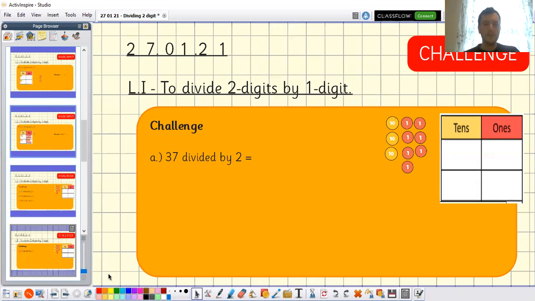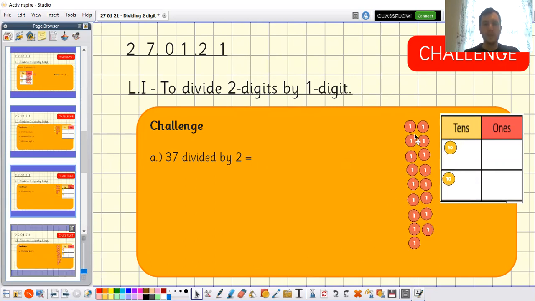So let's look at that first one. 37 divided by 2. I start with my 10s. I share those between the 2 groups. This is where I come to a difficult point. I've got 1 extra 10. I need to regroup that into 10 extra 1s. So let me do that. I've now got 17 1s to share, so bear with me as I share them.